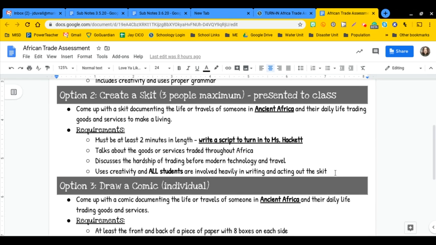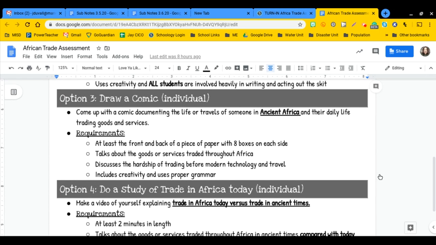So it's not like one person writes a skit, one person is just sitting there, and the other person is responsible for acting out the majority of the skit, and the other 2 people are just standing there as props or something. Everybody needs to have a major role in the skit so that they can all earn equal points.